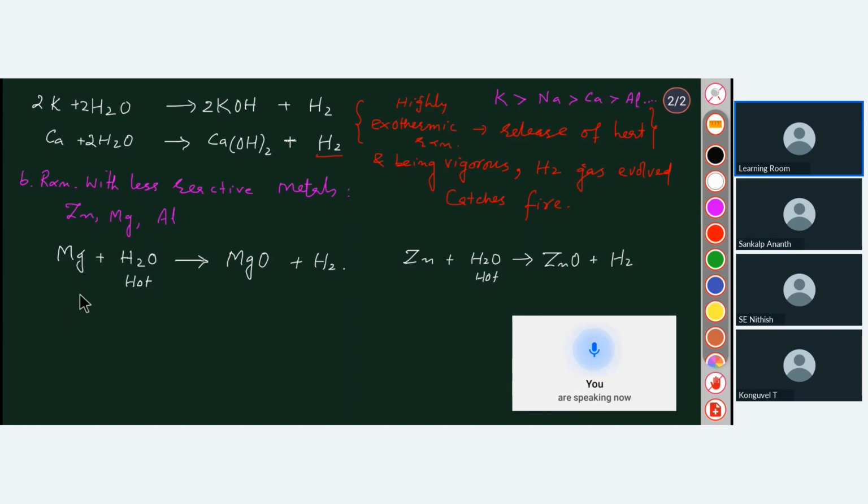But can you give me the reaction with aluminum? This reaction will be asked. Aluminum gives Al2O3 plus H2.